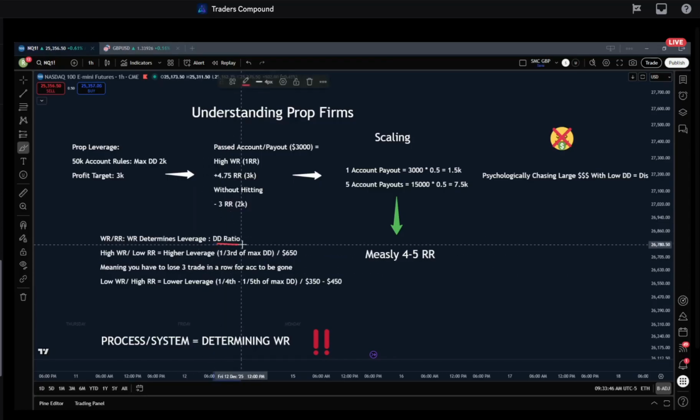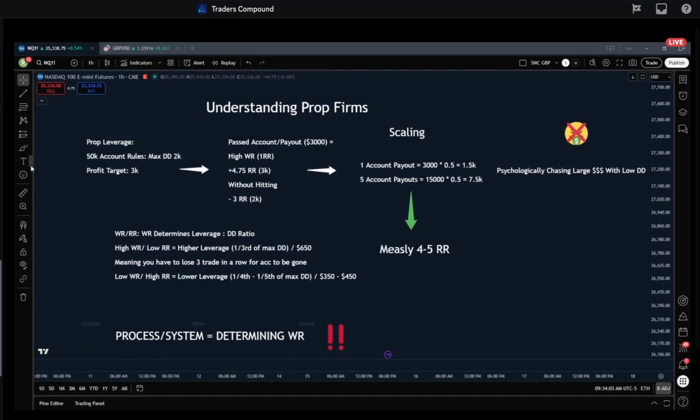But how does this correlate to our max drawdown ratio? Okay, always when you're trading prop firms, think in terms of drawdown ratio, right? So when we're trading a high win rate, why is that significant? Well, the higher win rate we have, we are looking in terms of what are the chances we're going to lose a consecutive amount of trades in a row to hit this drawdown, right?